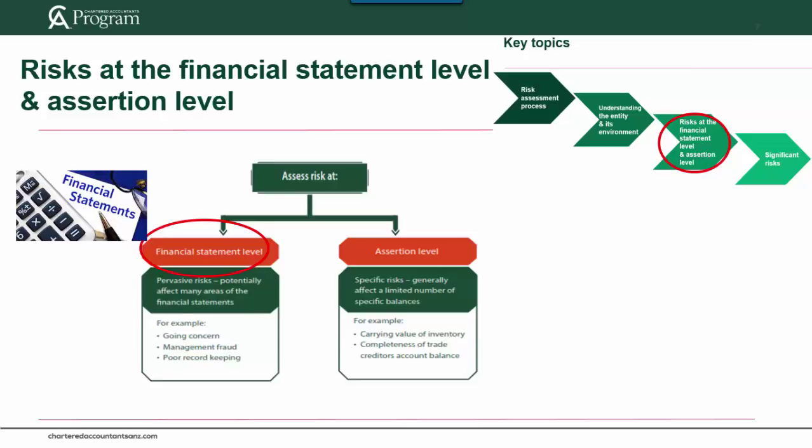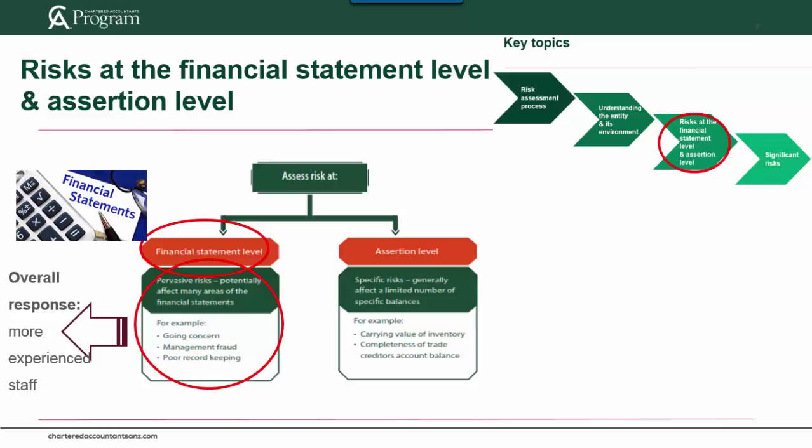These risks may arise from issues such as going concern, non-compliance with laws and regulations, a deficient control environment, fraud, and/or related party transactions, which would affect many assertions across the financial statements, hence why they are known as a financial statement level risk. Addressing these risks will require an overall response from the auditor, for example, assigning more experienced staff. The auditor's response to risk is covered in more detail in later units.